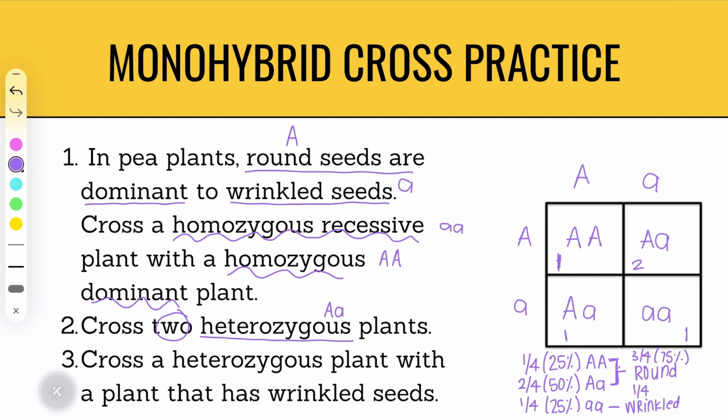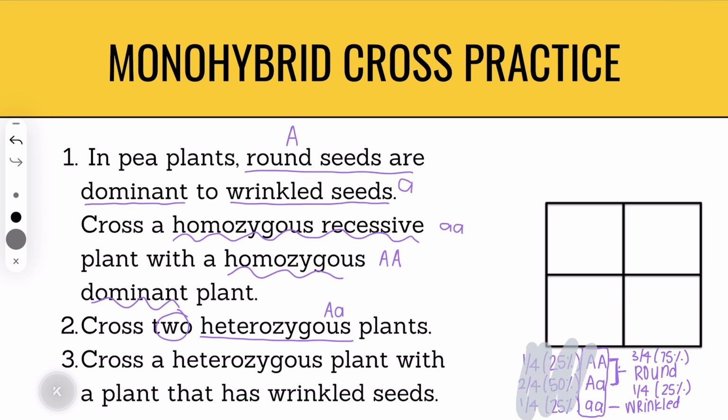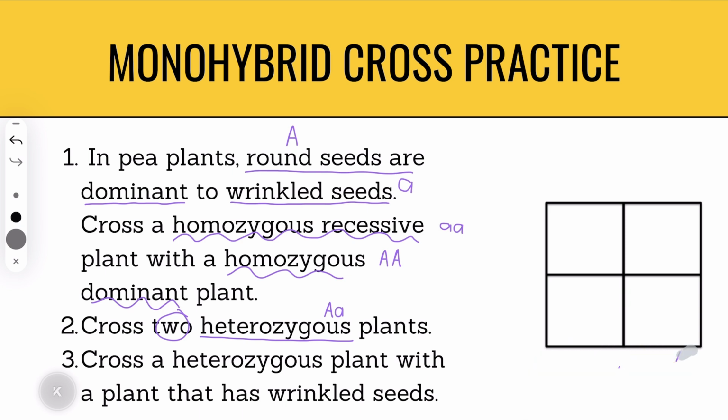So 1/4 or 25% would be wrinkled. Remember, if it's asking for the genotype, this is what you're giving me. If it's asking for the phenotype, this is what you're giving me, because phenotype is the physical trait. In this case, the physical trait is what the pea plants look like, what the pea pods look like. And your genotype is what are the alleles that are coding for that particular pea plant.